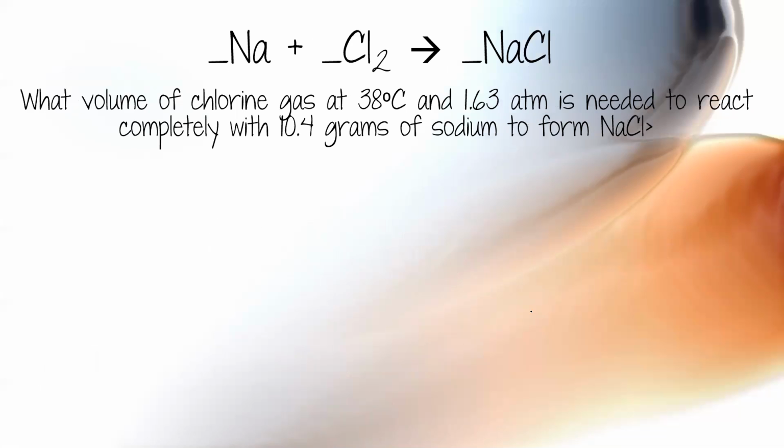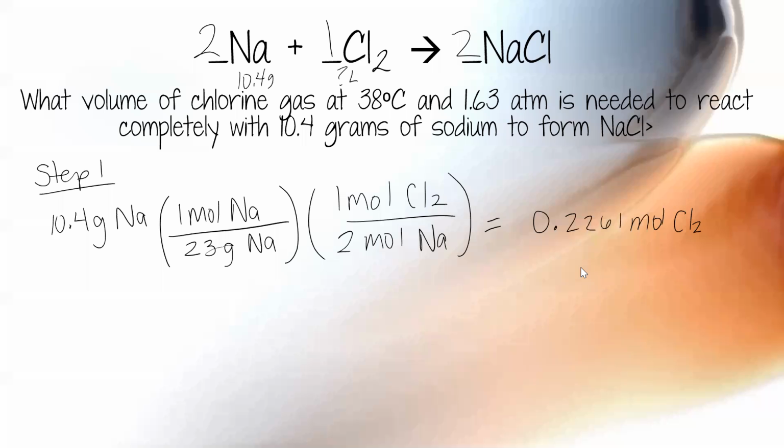All right, try another one. Try this one. Balance it, try it out. I'll throw the answer up there. All right, hopefully you balanced it correctly. 2 1 2, you need that correct to get started. All right, so for step 1, stoichiometry, mass to mole, I take my given amount of grams of sodium. I divide by the atomic or molar mass of sodium, which is 23, and then I multiply by my mole ratio, which came from my coefficients, my unknown of chlorine over my known. And I got about 0.2261 moles of chlorine.